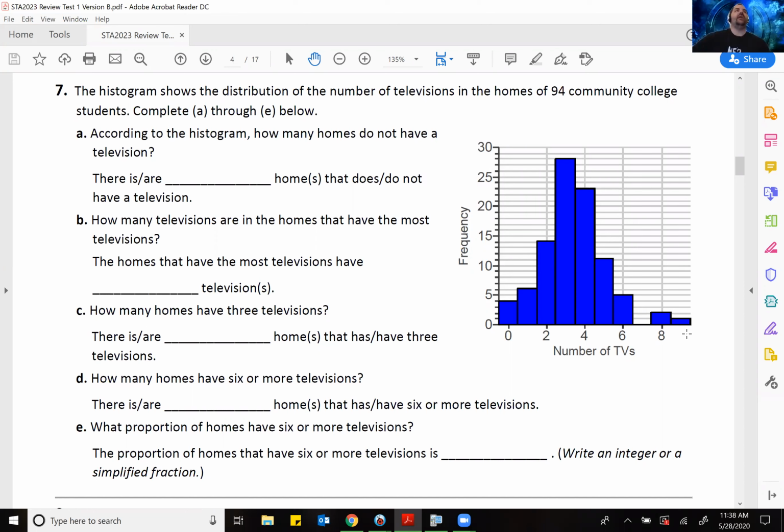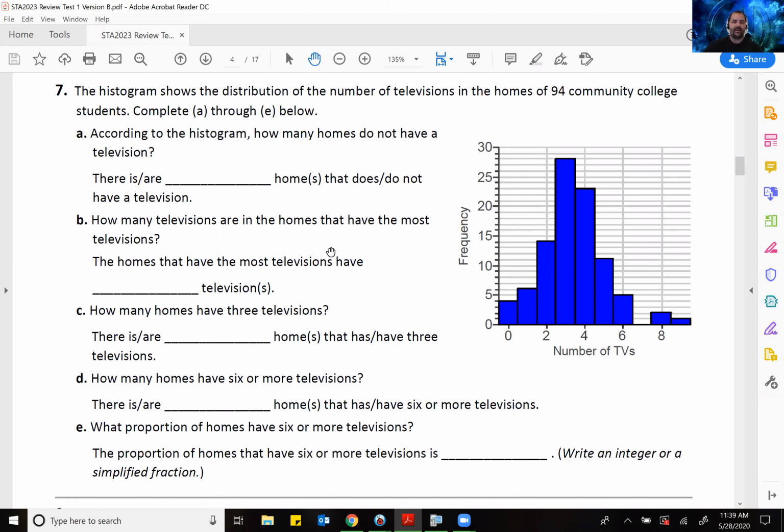Homes that have 9 televisions have the most televisions. That's what they're asking about, not the center. They're not asking which bar has the most. What you were trying to tell me earlier with the 3, which I get, was what is typical in houses. And what's typical in houses is the largest bar, which is 3. This is a typical house.